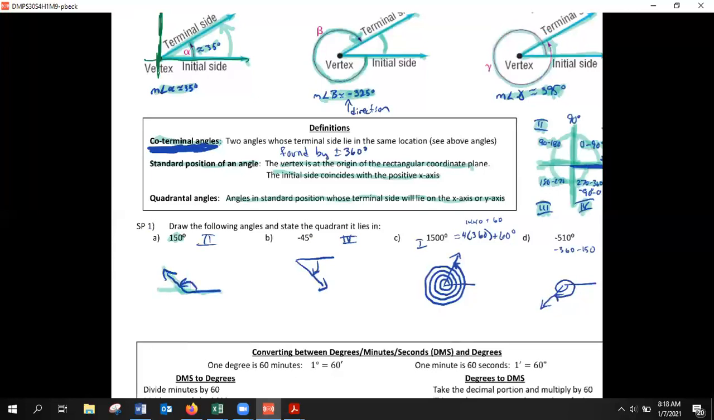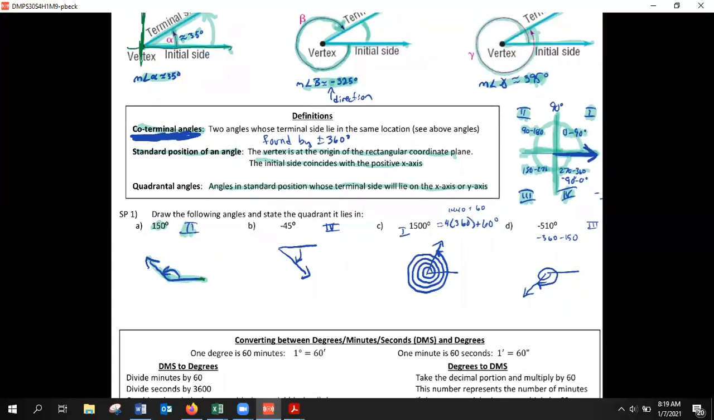So how do we actually draw out that as a solution? Our initial side is on the positive x-axis, and then the terminal side is 90 degrees plus an additional 60 more. And yes, we know that's in quadrant 2 because that's from 90 to 180.